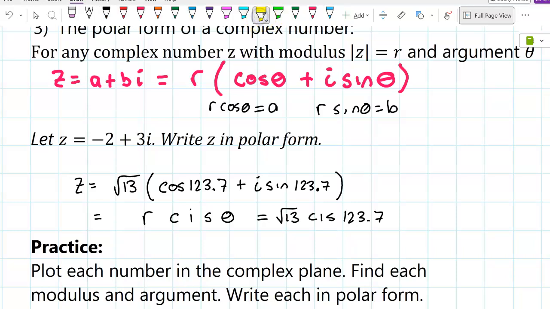If you're presenting a final answer or on an exam, you should probably write the full version using the cosine theta plus i sine theta. So that is the complex number in polar form.